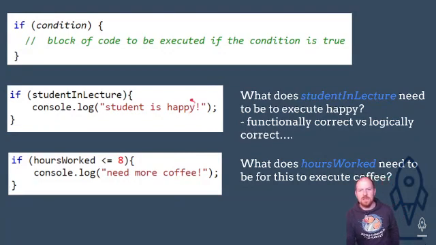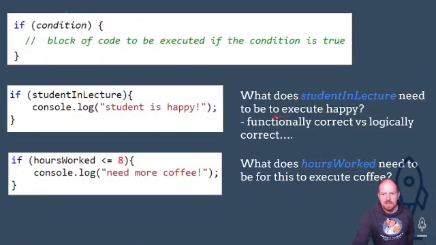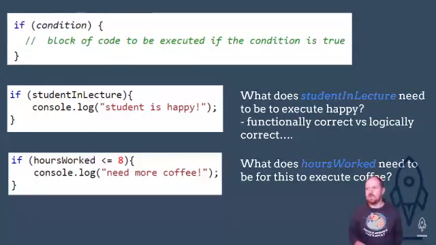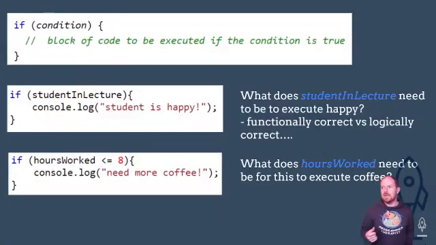So the question is, what does student in lecture need to be to execute happy? And you should be thinking it should be true. Now, some of you are thinking, well, logically, could it be yes? Is student in the lecture? Yes. Whenever we talk about computer language, when we have a yes or no question, that goes back to that Boolean. If you are answering something and it's supposed to be yes or no, oftentimes we program it as a Boolean with true or false.